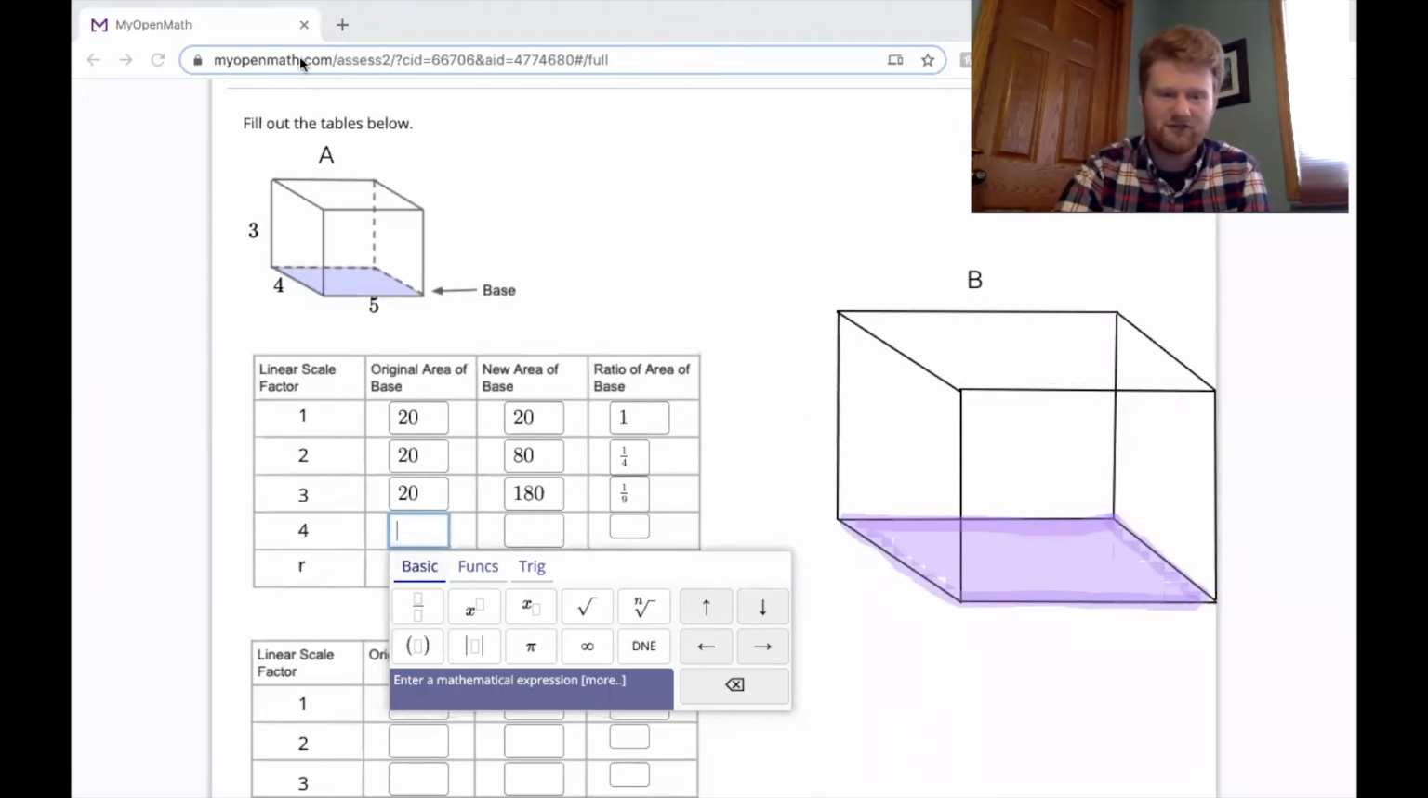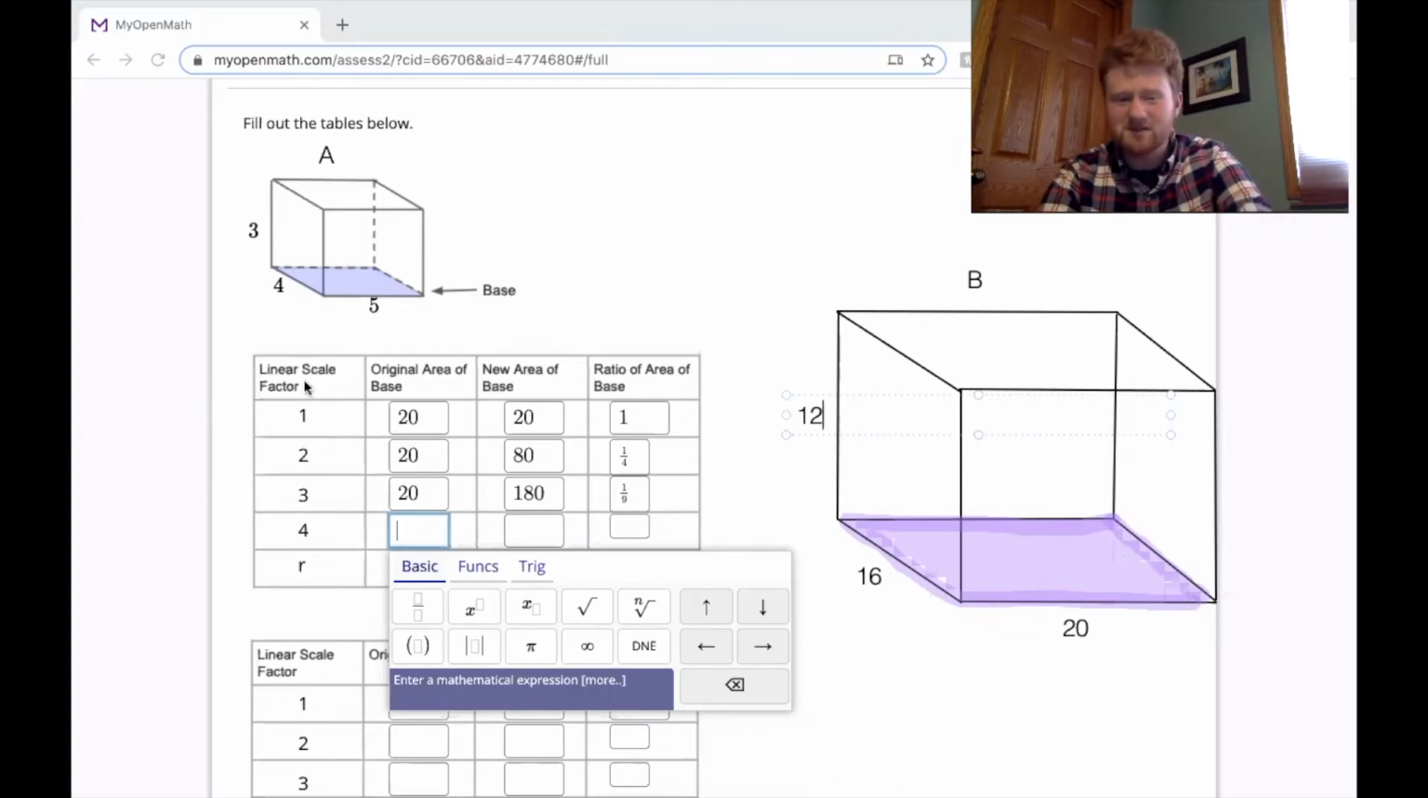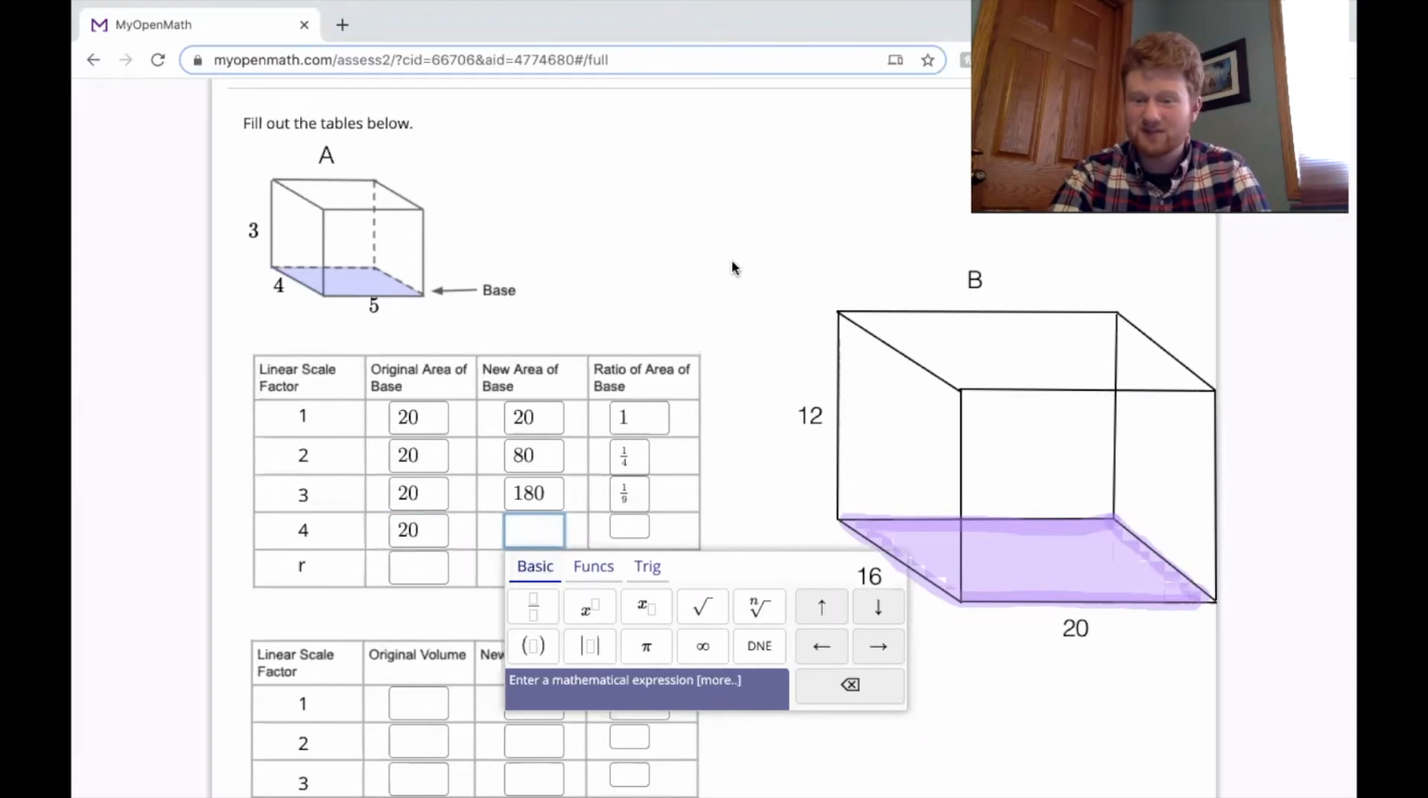So our linear scale factor of 4, we're going to get 5 times 4 is 20, 4 times 4 is 16, and then 3 times 4 is going to be 12. And for these problems in the first table, we don't really need that height. I'm just doing it so we can keep track because we're just doing the area here. So again, 20 for the area of the original base. Second base, 20 times 16. I'd go 16 times 10 is 160, times 2 to get to times 20.